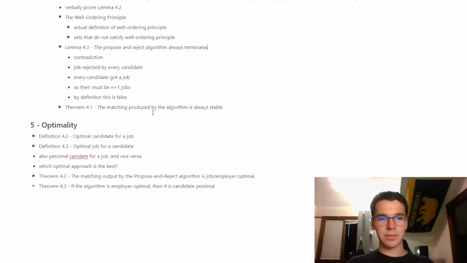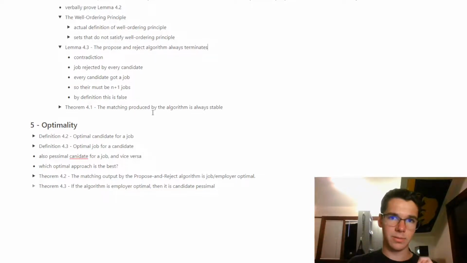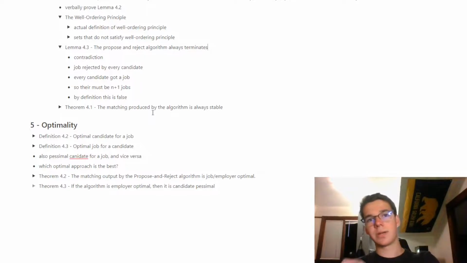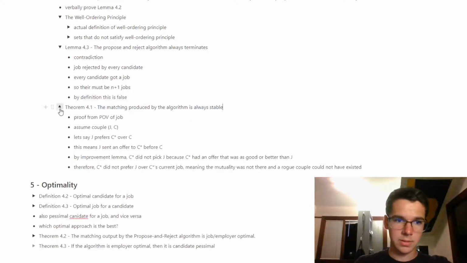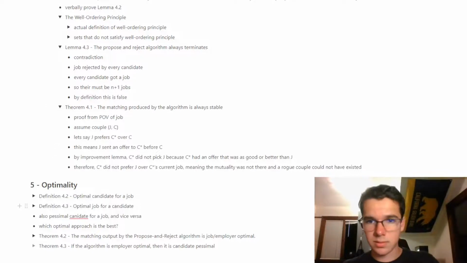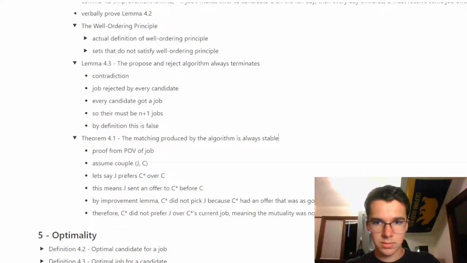And because C star does not reciprocate that love that J has for C star, there is no rogue couple. It is not the case that both a job and a candidate want each other over their current matchings. It's only the case that one job wants that one candidate over its current matching. So that means that the match must be stable by this algorithm. And here it is written out a bit more. I'll zoom back in.